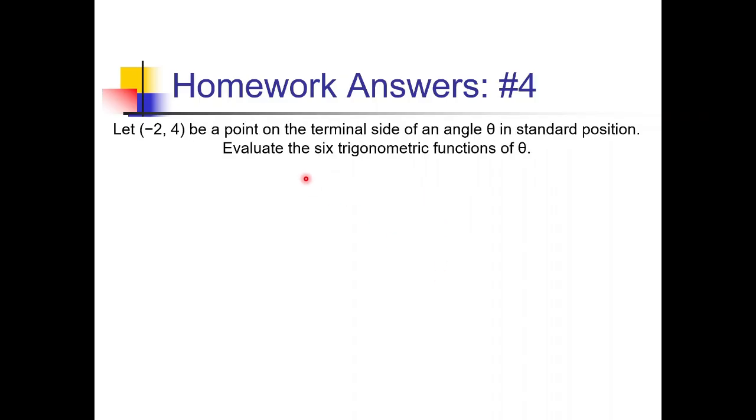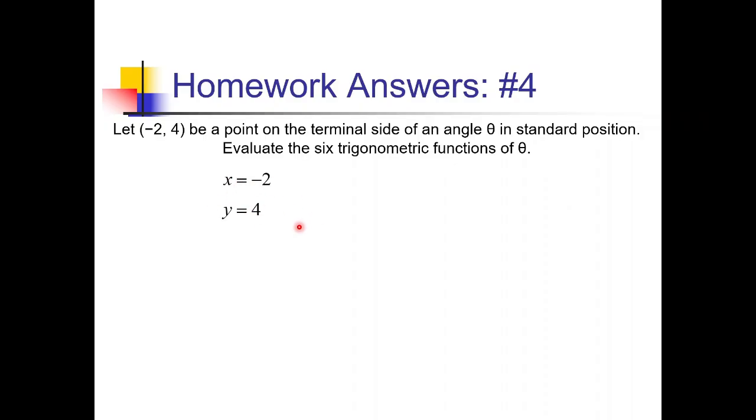On this problem, they're giving us the point negative 2 comma 4 as the point on a terminal side of an angle in standard position. They want us to evaluate the 6 trig functions of theta. So in order to do that, we've already got an x and a y. So we've got an x value of negative 2, y value of 4. We also need to find the radius in order to get all 6 trig functions, because right now we have enough for tangent and cotangent, but we need radius for the other 4.